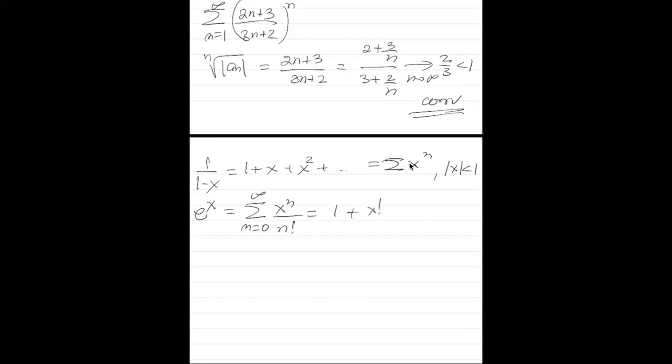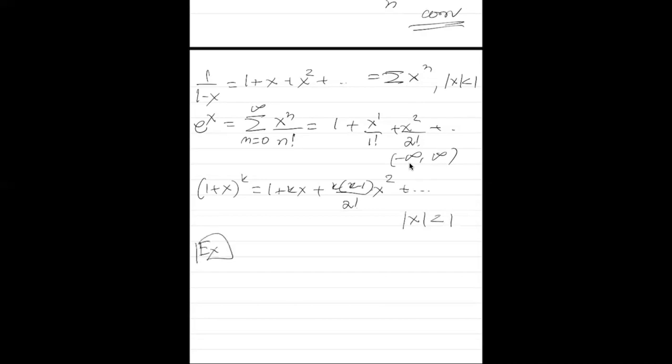1 plus x over 1 factorial, no, this is x to the 1 power over 1 factorial, plus x squared over 2 factorial, plus so on. And this is convergent for every x, so the interval of convergence is all real numbers. And the binomial one was 1 plus kx plus k(k minus 1) over 2 factorial x squared plus and so on. This one converges for absolute value of x less than 1.